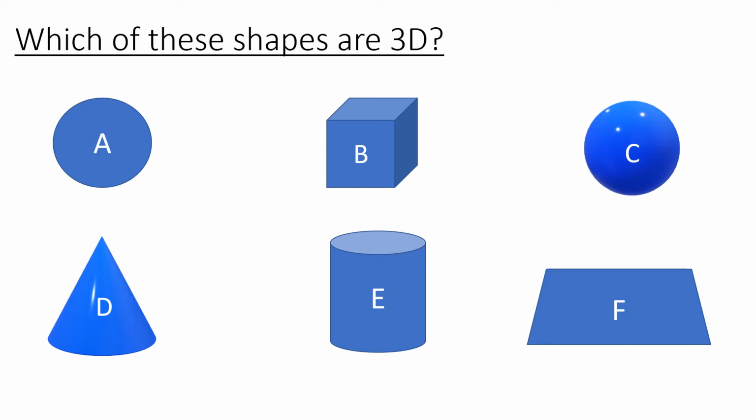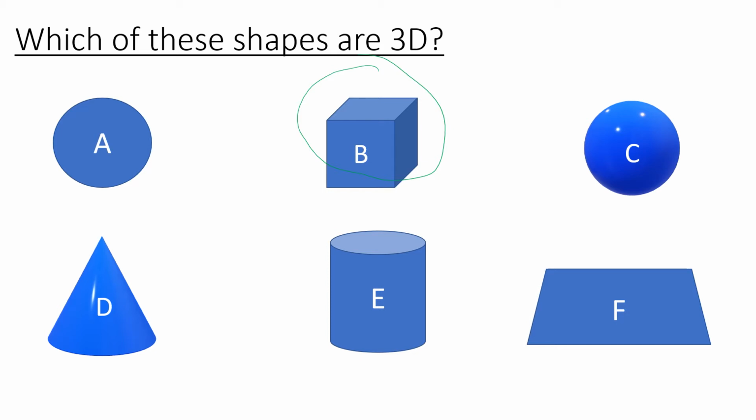Right, so I'm going to reveal them now. Let's see how you got on. So if I circle a shape, it means it is 3D. So the first one on there is B. That is a cube. It's a 3-dimensional shape. It's got depth to it.